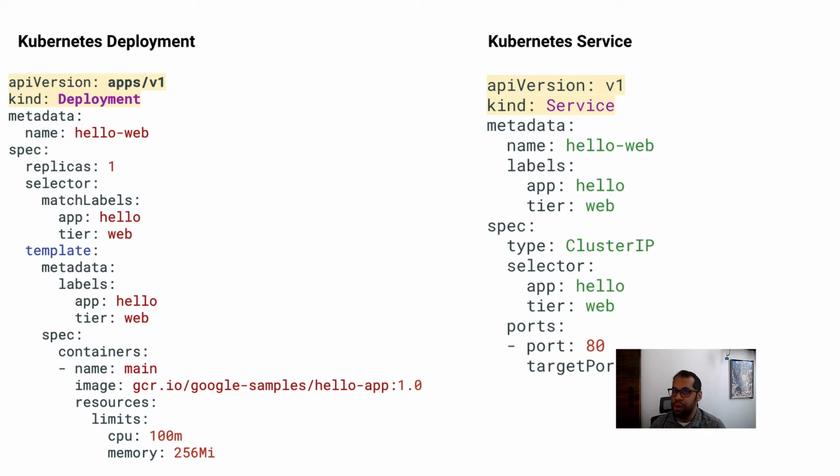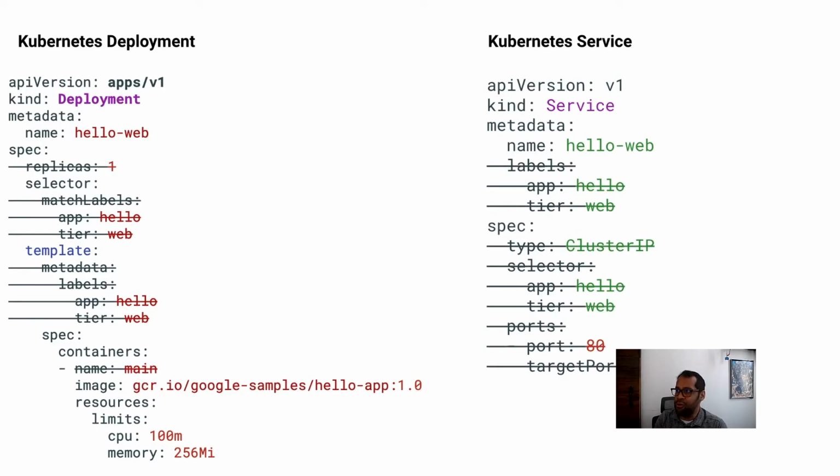This is a simple hello world app, but look at all that text. Is there any way to make this easier? And by the way, this is two files, or you can just stack them in one. But with Knative, I don't really need to set replicas because serving already does that for me. I don't really need to set these labels either because I don't really need all this. I only need these lines: the name, and I need to call it a service. I need to know what container I'm using, maybe set some limits. A lot of these lines aren't really necessary.